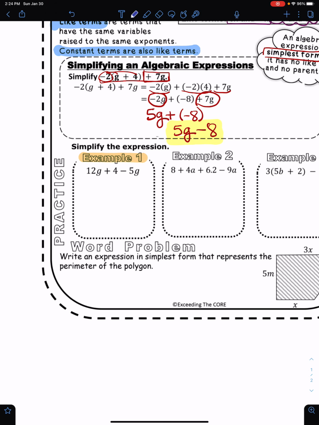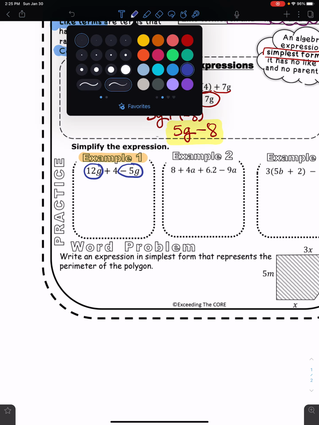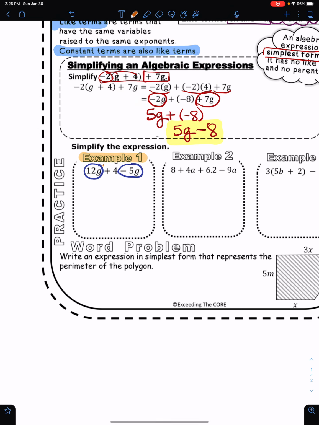All right, so this example number 1, we're going to circle the like terms. Remember to include the symbol in front of each term. And I like to use lots of different colors. Or if you don't have different colors, you can use squares, circles, and triangles, or underline it once and then twice. Somehow identify the like terms. So for this one, I have 2 terms with a g, so 12g and -5g. 12 minus 5 is 7, so I have 7 g's and then the 4 at the end.